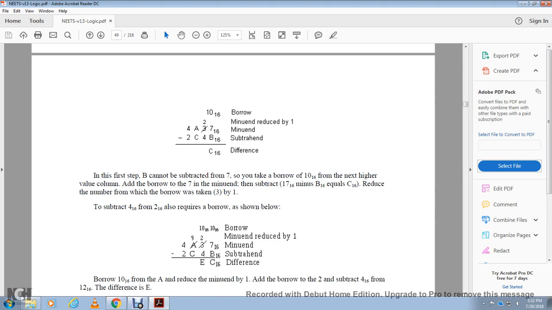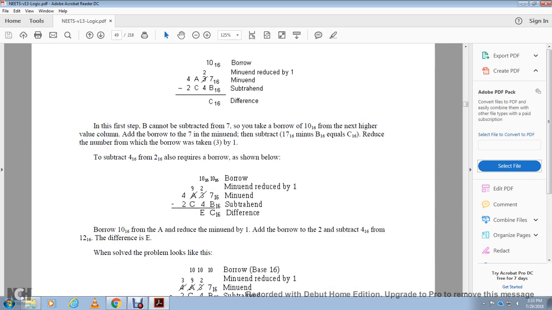In the first step, the B cannot be subtracted from 7. You cannot borrow with a 10. Borrow 10 to the decimal 16 from the next higher value in the column, and add it with the 7, the minuend, which gives 17 base 16 minus B, base 16, equals C base 16. Reduce the number from which the borrow was taken, 3, by 1. Subtract 4 base 16 from 2 base 16. All is required as shown below.